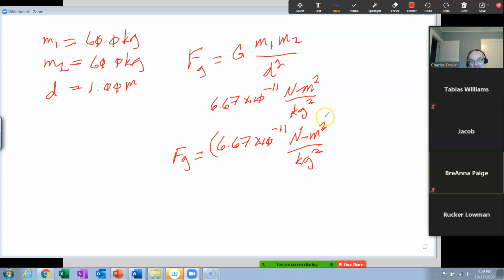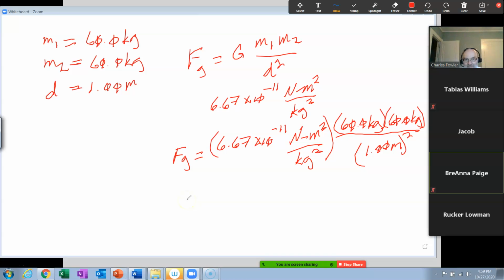That's your proportionality constant, times 60.0 kilograms, that's the mass of the first student, times the mass of the second student, 60.0 kilograms. They have the same mass, remember, by 132 pounds if you're dealing with force, divided by 1.00 meters distance apart, squared.